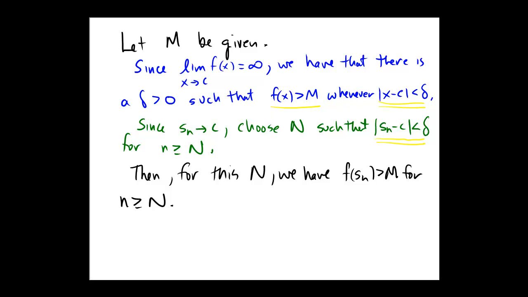But what does that mean? Well, thus, we'll put this in red because it's the conclusion of what we wanted: the limit as n approaches infinity of f of Sn equals infinity, as desired. And that is the completion of the proof.